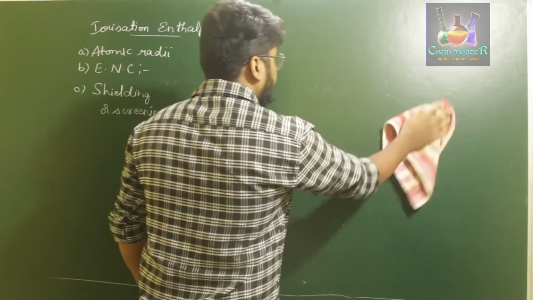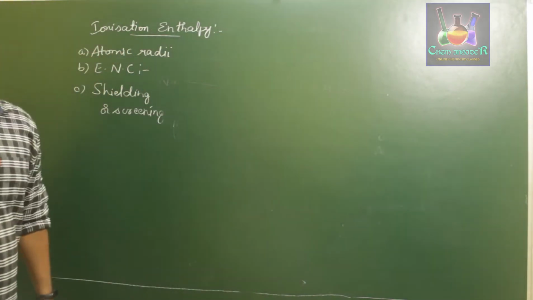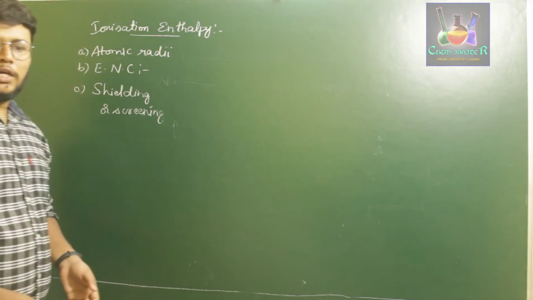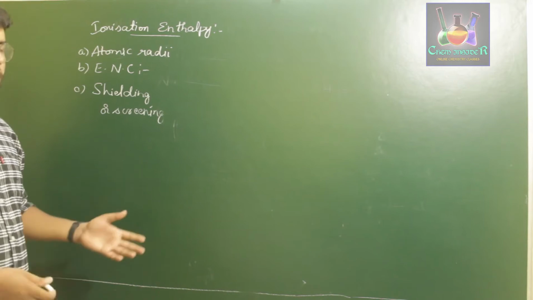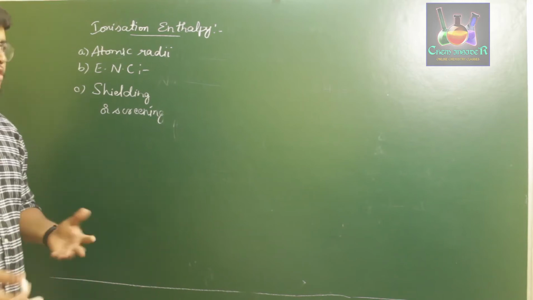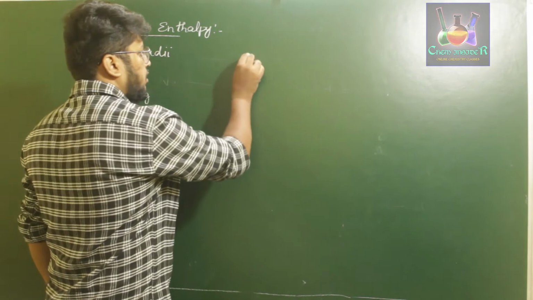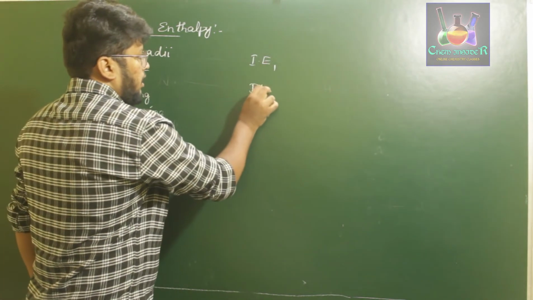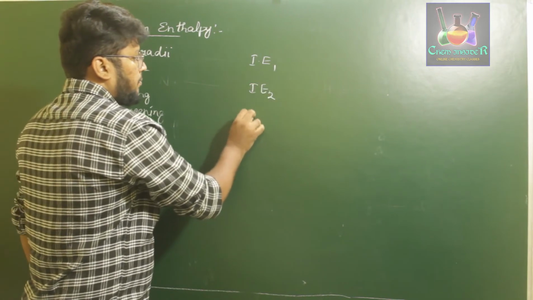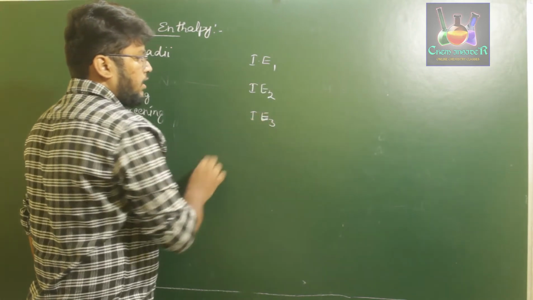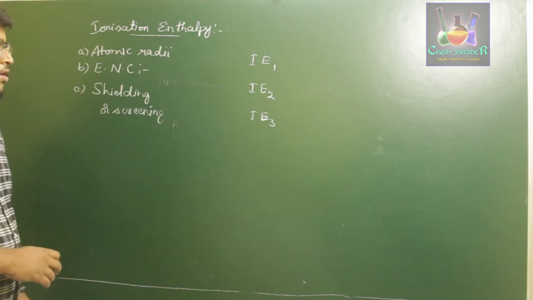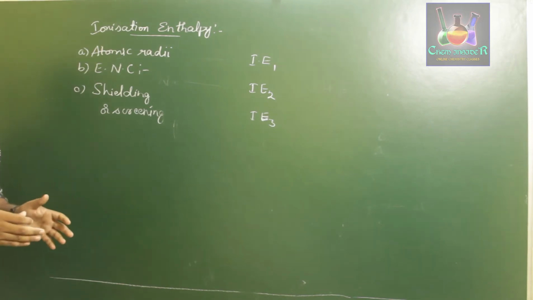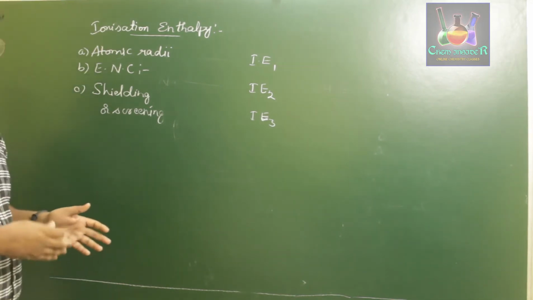Now, before going to these three factors, one point we have to always remember is that ionization enthalpy for one electron is different, for the second electron is different, and for the third electron is different. So there are multiple values of ionization enthalpy such as IE1, the first ionization enthalpy, IE2, the second ionization enthalpy, IE3, the third ionization enthalpy, and so on. We always have to remember that the ionization enthalpy of the first order is always less than the ionization enthalpy of the second order.